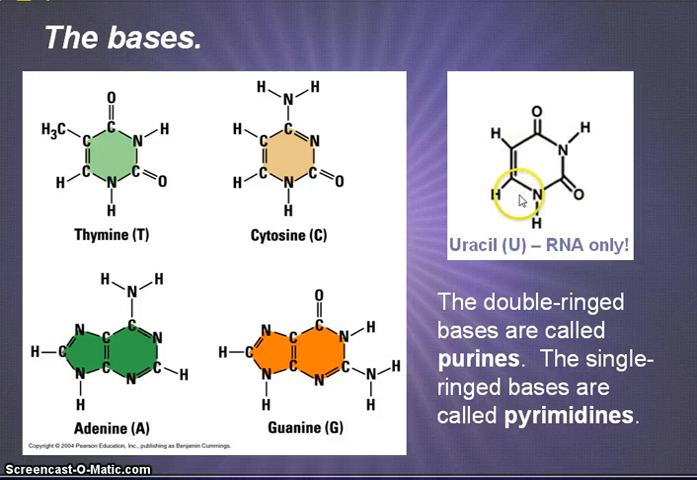Over here in its own box is uracil. Uracil you only find in RNA, and it takes the place of T. So there's no thymine in RNA. But since we're mainly focused on DNA, we'll stick to these over here in this box.